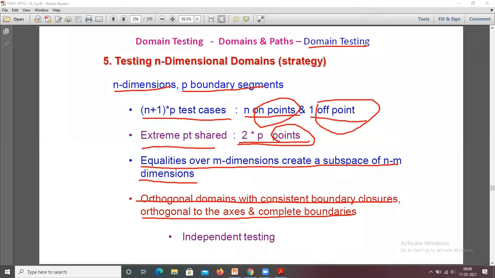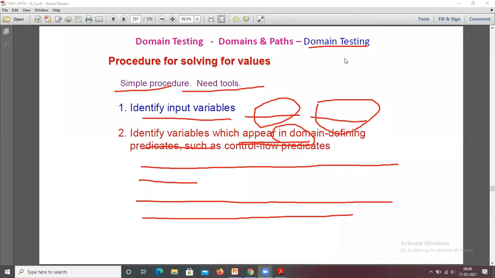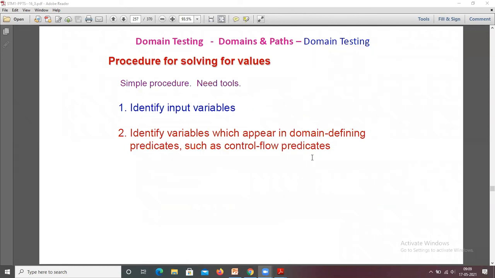In tomorrow's class we are going to discuss the procedure for domain testing. So thank you all.